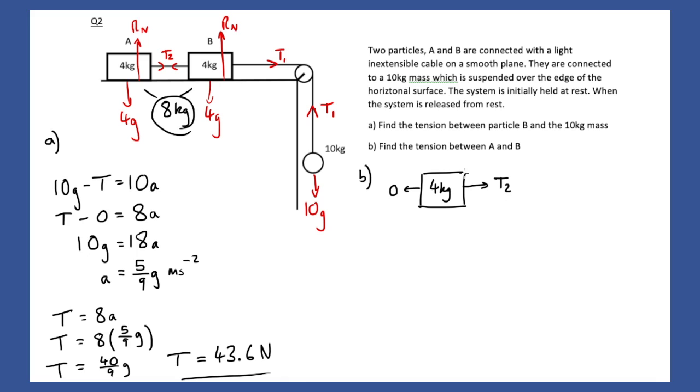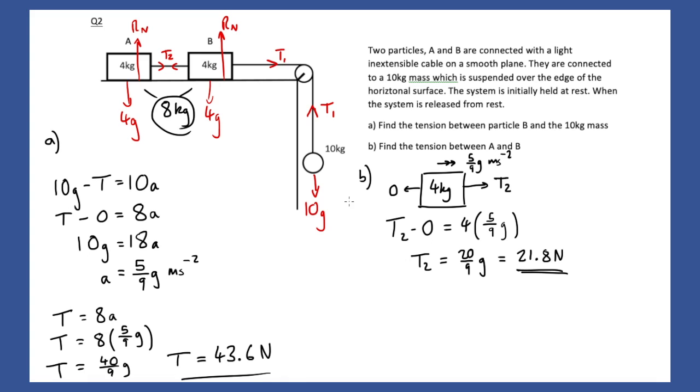The resistance to motion is 0. There's no friction. And we are accelerating. Now, it's good that we found the acceleration because we're going to need it now. The acceleration is 5/9 g. So our equation is going to be T2 minus 0 equals 4 lots of 5/9 g. So T2 equals 20 over 9 g, which is 21.8 newtons.